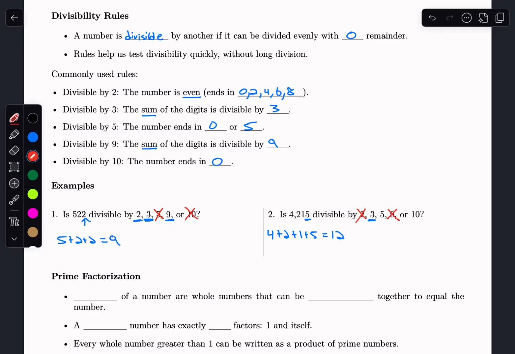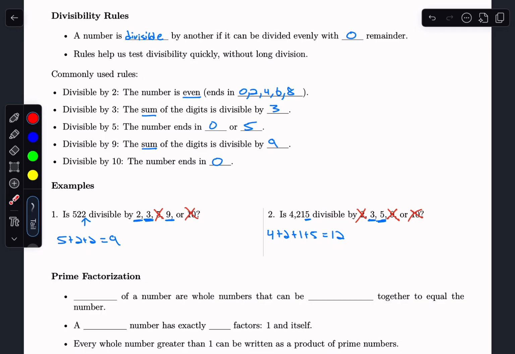Remember, we check the same thing. We check the sum of the digits right here. Since it is divisible by 3, 3 works, but since 12 is not divisible by 9, 9 does not work. The original number ends in a 5, which means that this number is divisible by 5. But for the same reason, because it ends in a 5, it is not divisible by 10. It would have to end in a 0. And so we can see that 4,215 is divisible by both 3 and 5, but none of the other numbers.